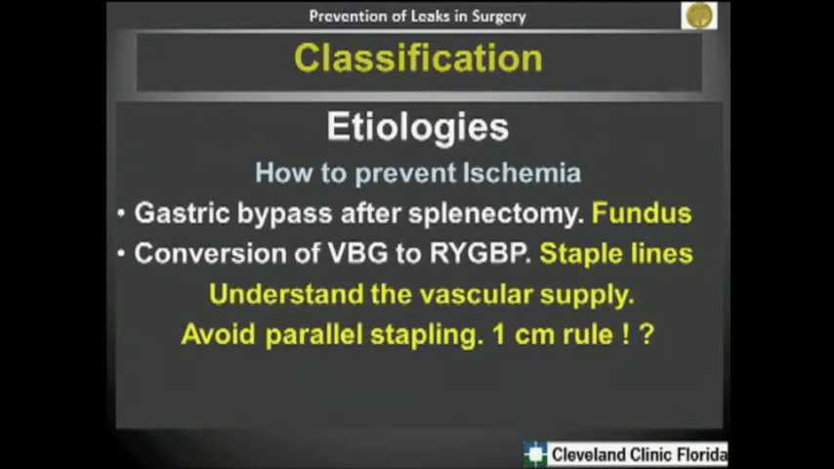Or when you convert a VBG to a gastric bypass, the rule of 1 centimeter: you don't want to staple parallel and leave less than a centimeter between your two staple lines, because that narrow tissue area is going to become ischemic.